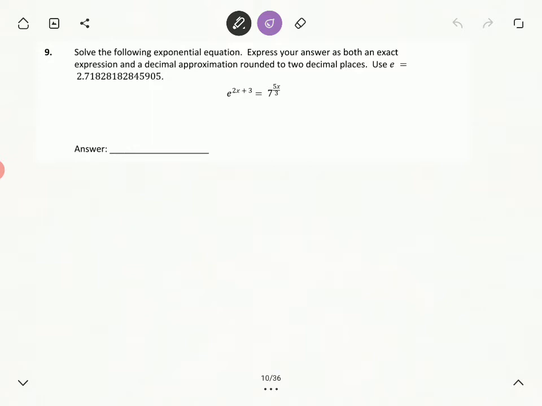So we get 2x plus 3 is equal to, and then with the natural log we can bring this guy out front. So we get 5x over 3 times the natural log of 7. And then we're going to clear that fraction by multiplying both sides by 3. Over here it cancels out, so we just get 5x times the natural log of 7. On the left-hand side we're going to distribute that 3 in. So we get 6x plus 9 is equal to 5x times the natural log of 7.